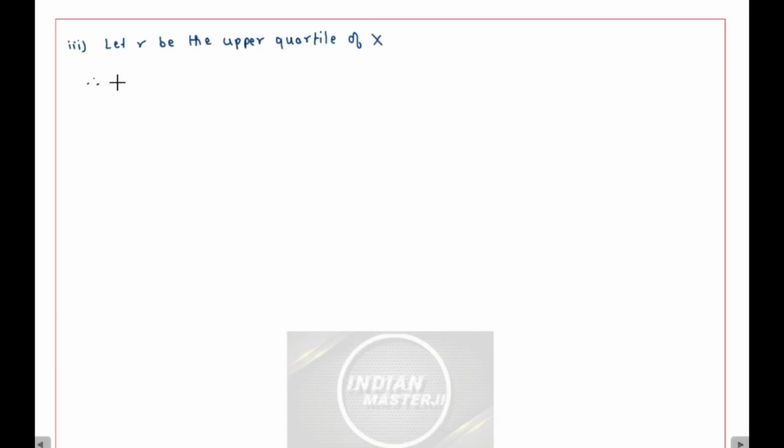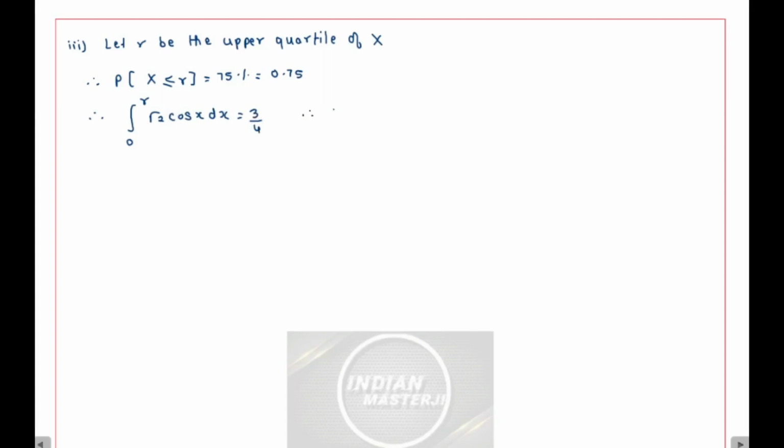Then I know that probability of x less than or equal to R is equal to 75%, or this is equal to 0.75. Correct? So therefore, I will have to integrate the f of x curve from 0 to R, because to the left of 0 the curve is not defined. So I will have to move from 0 to R only. So from 0 to R I will have to integrate root 2 cos x with respect to x. Correct? And this value will be equal to 0.75. I can write it as 3/4 also.